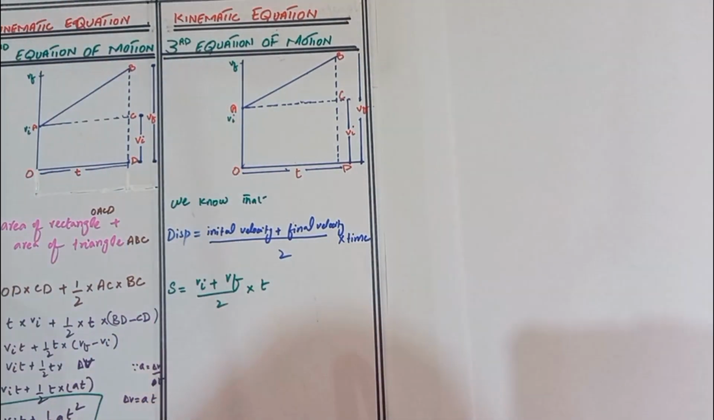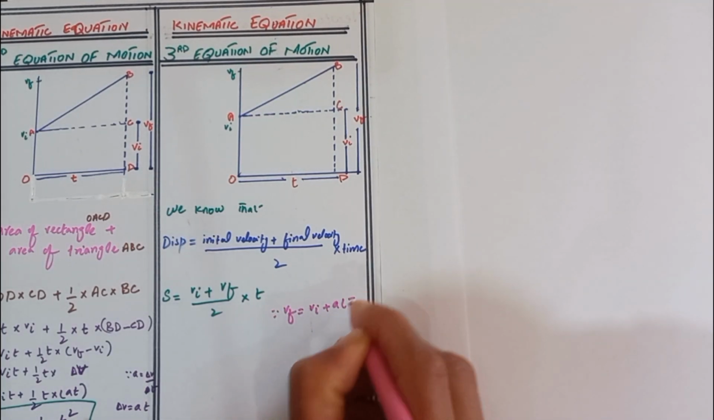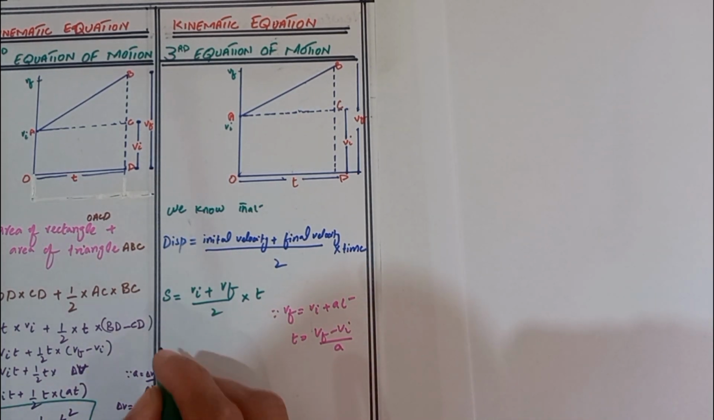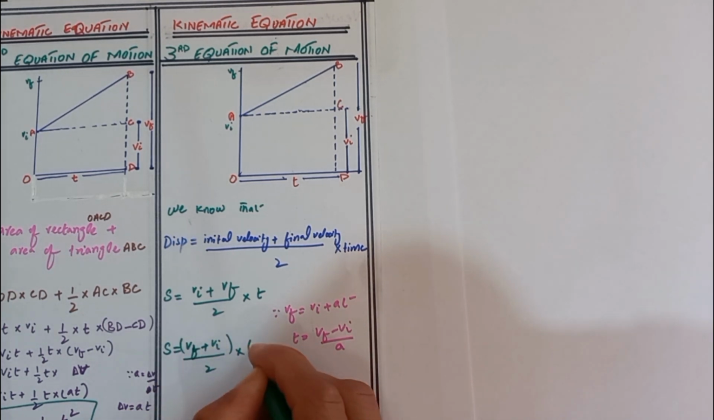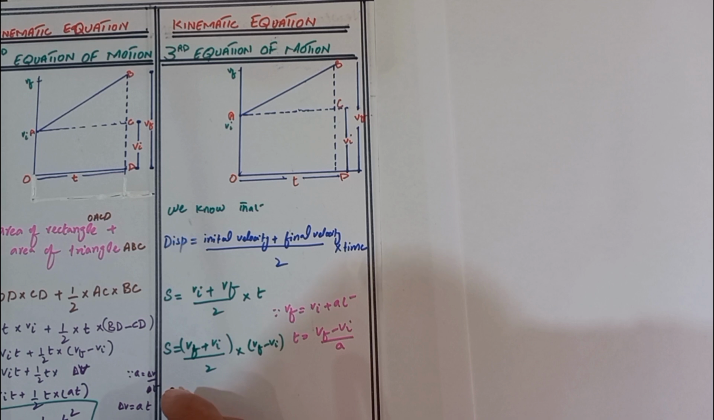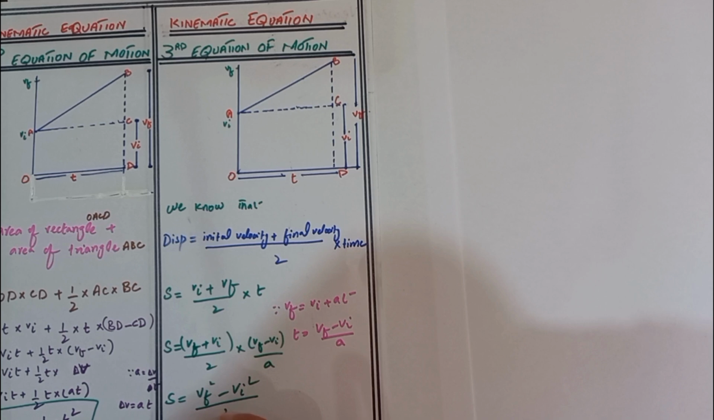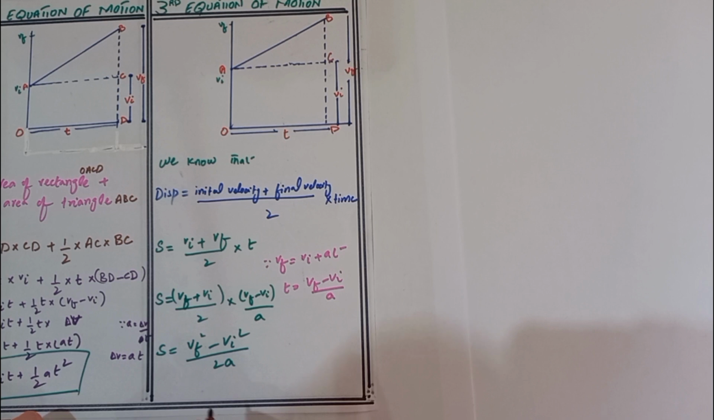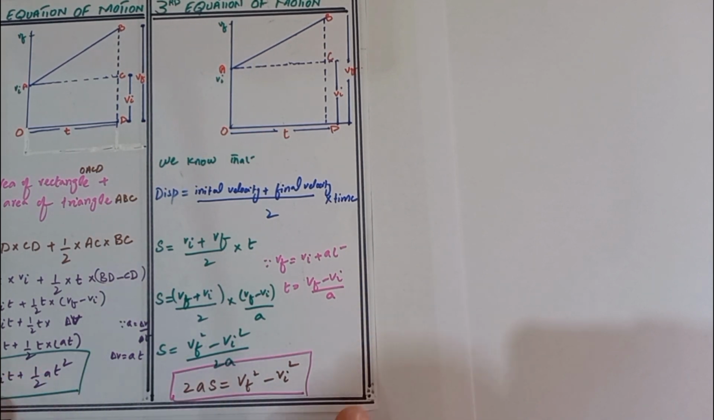Now from the first equation of motion, Vf is equal to Vi plus at, and t is equal to Vf minus Vi over a. Put this in the equation. So s is equal to Vf plus Vi over 2, and t is equal to Vf minus Vi over a. So s can be written as Vf squared minus Vi squared over 2a. So in the final equation we can write 2as is equal to Vf squared minus Vi squared. That is the third equation of motion.